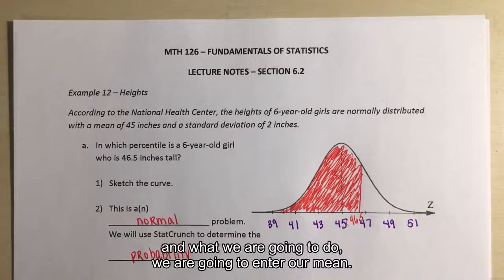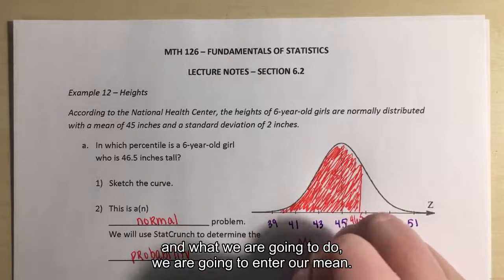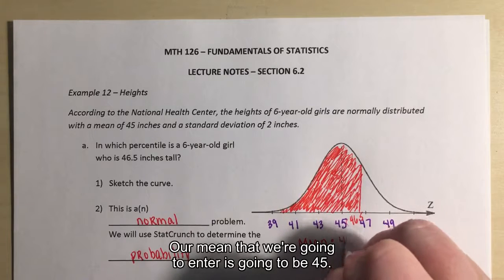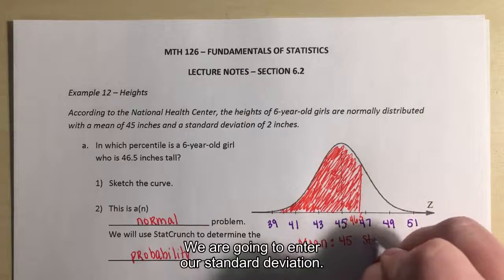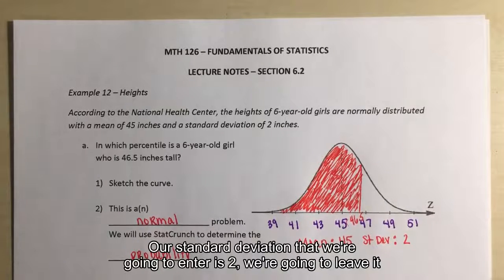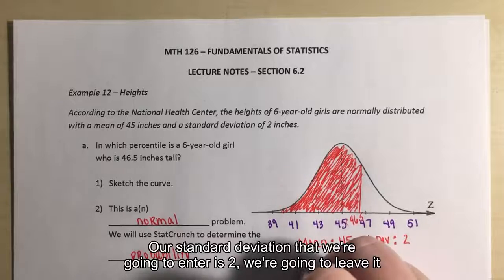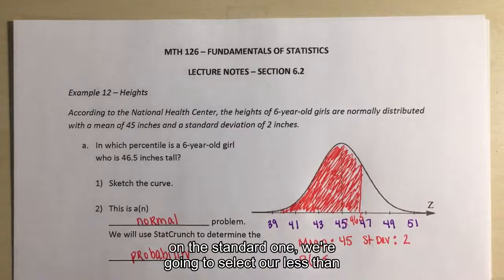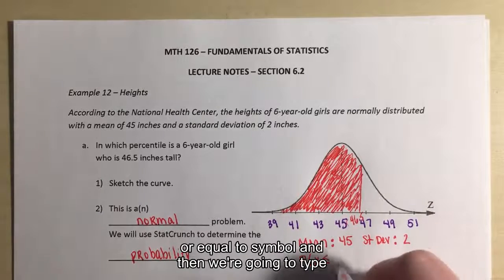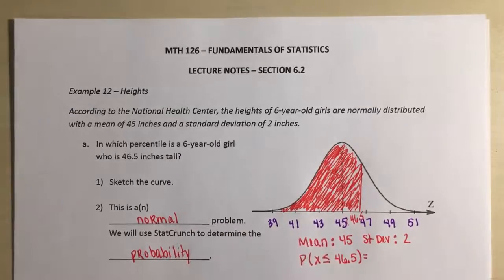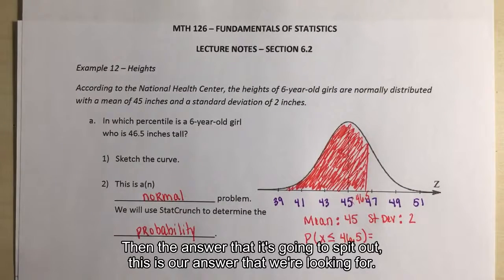Then we're going to go into StatCrunch, and we are going to enter our mean, which is 45. We are going to enter our standard deviation, which is 2. We're going to leave it on the standard one. We're going to select our less than or equal to symbol, and then type in 46.5, because that's the value we're looking for. The answer that it's going to spit out is the answer we are looking for.